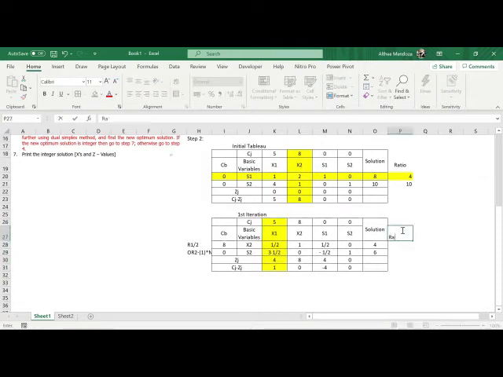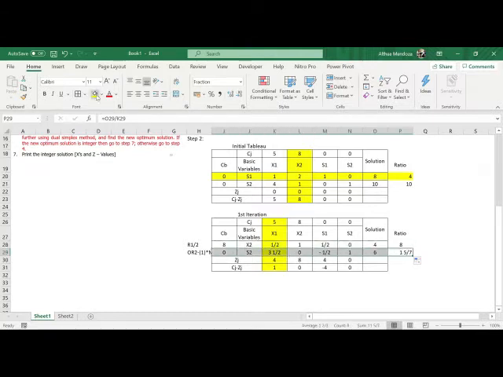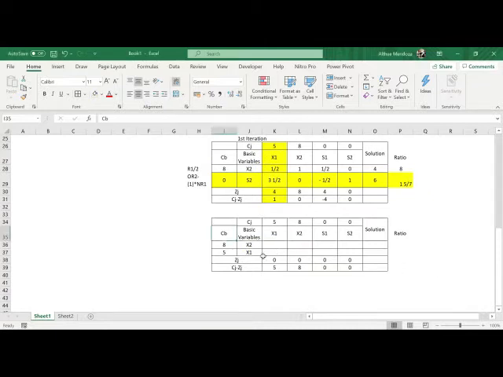Let's identify the leaving variable. The leaving variable is the one with the smaller ratio, which is positive. This is smaller, so this is our leaving variable. Okay, let's proceed to our next table. Here we have our next tableau. This is the second iteration. Let's have the formula here.